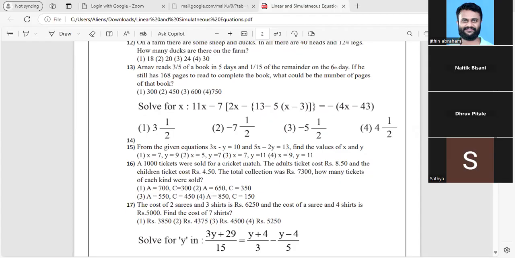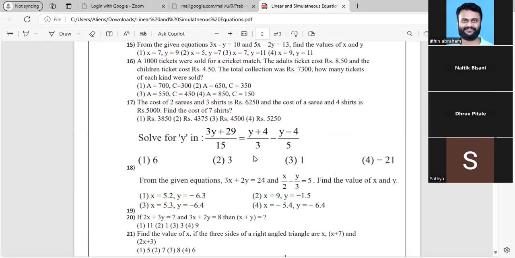Okay, let's proceed further, dear children. So it's like 15th problem. So from the given equations, sorry, yaar, what happened to my writing pad? Is it not working? Let me just disconnect and reconnect again. Maybe it will work. Yep, it's working.